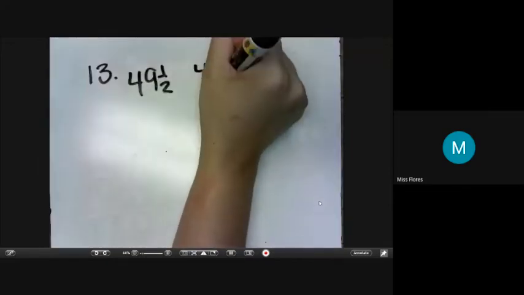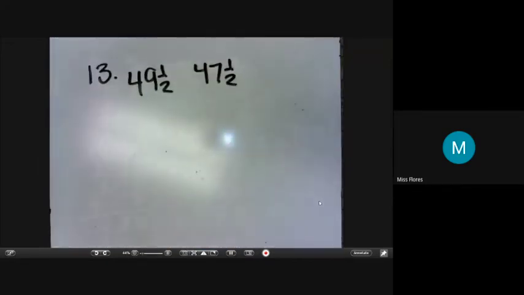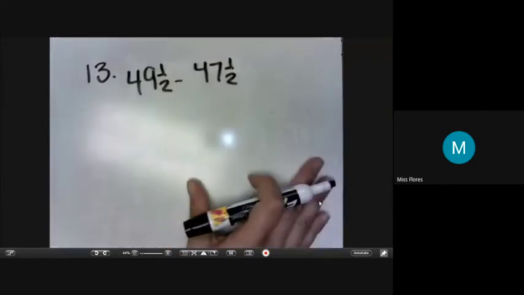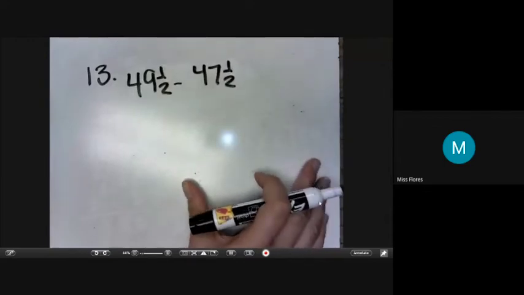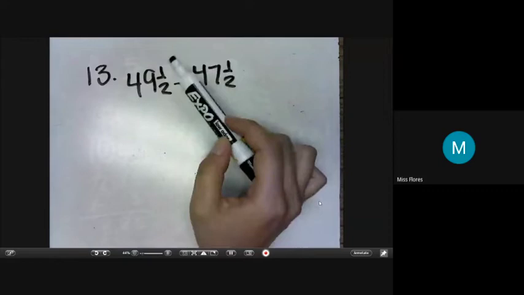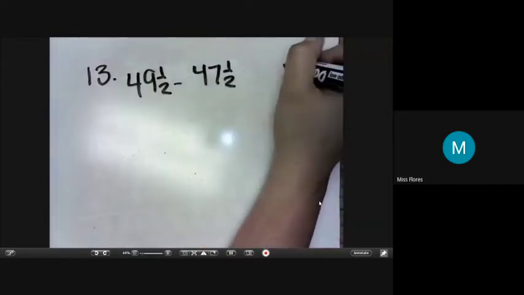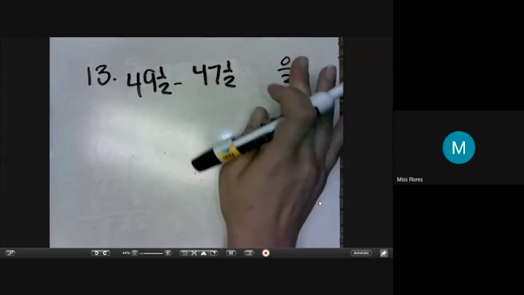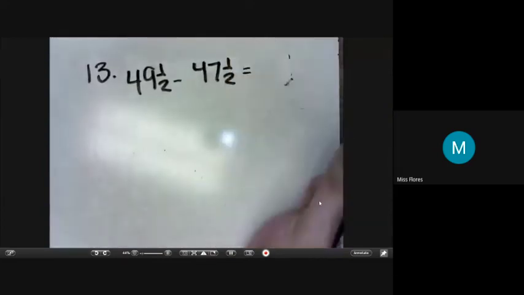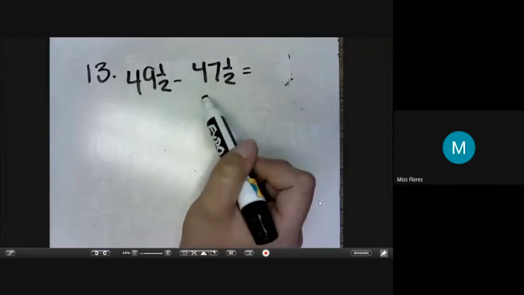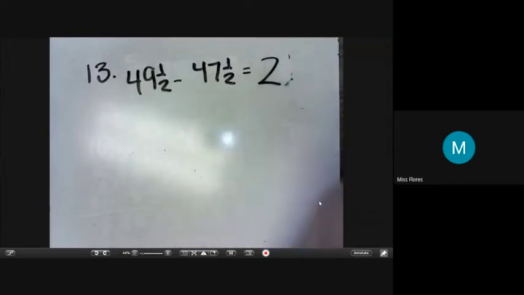All right, let's do number 13. Number 13 says Dawn is 49.5 inches tall. Tim is 47.5 inches tall. Dawn is how many more inches taller than Tim? So what we need to do is we need to subtract. So remember, when we subtract mixed numbers, okay, we only subtract the numerators from each other. So 1 minus 1 is 0. Okay, 0 over 2, so that means we don't really have a fraction anymore. Okay, so now we just subtract 49 minus 47. We know that we get 2. So your answer is 2 inches.